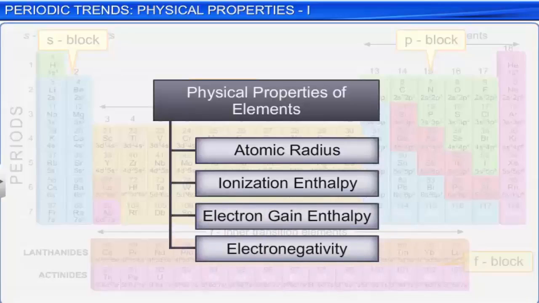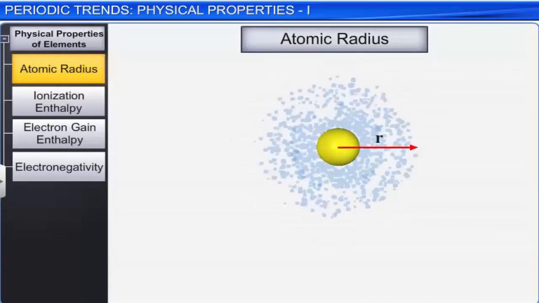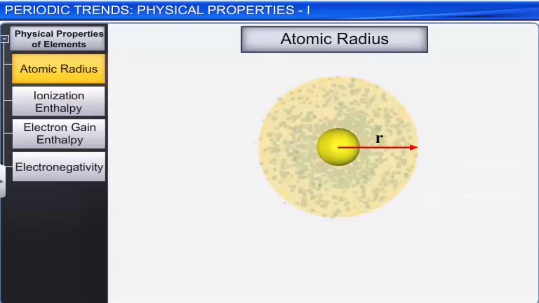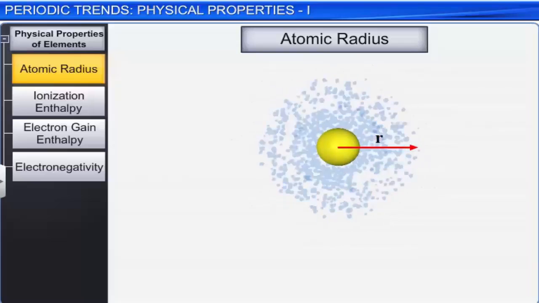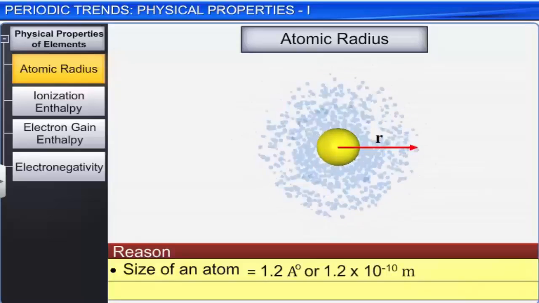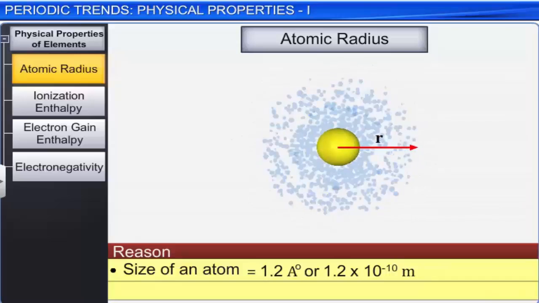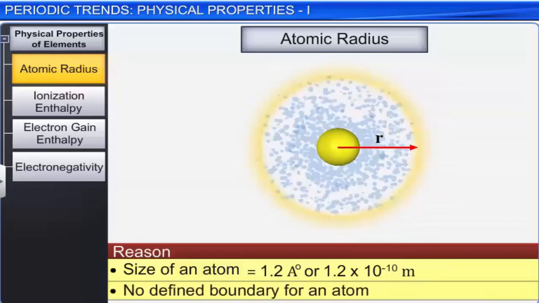The first important physical property is atomic radius. Atomic radius can be defined as the distance from the center of the nucleus to the point up to which the density of electron cloud is maximum. Measuring the actual atomic radius is a difficult task for two reasons. First, the size of an atom is of the order of 1.2 angstrom, or 1.2 multiplied by 10 to the power of minus 10 meters, which is too small to be precisely measured. Secondly, the electron cloud surrounding an atom does not have a well-defined boundary, which again adversely affects the precision of the measurement.